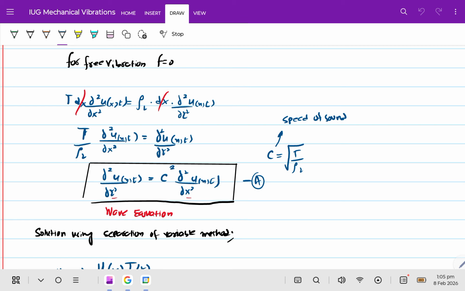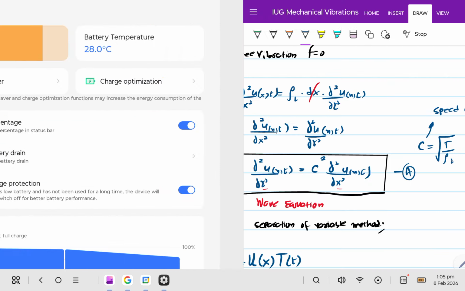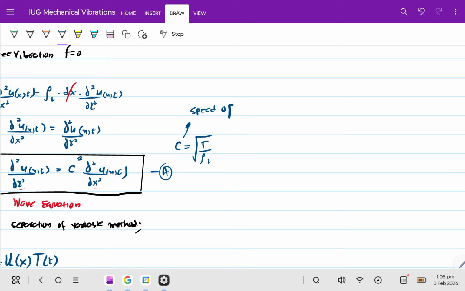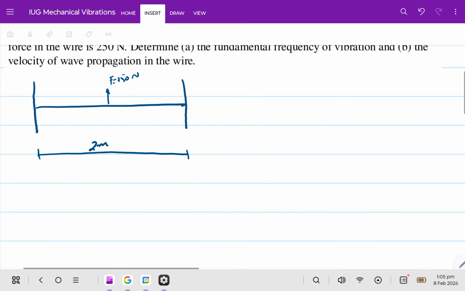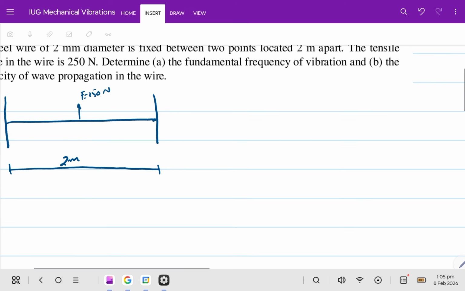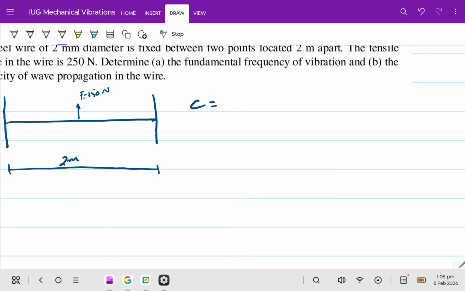You can call it sound, or something else. You can call it speed of wave. So speed of wave, that is equals to under root tensile force divided by the linear density. Using this, you can solve part B first, the velocity of wave propagation in the wire. So we know C equals to under root tensile force divided by the linear density.